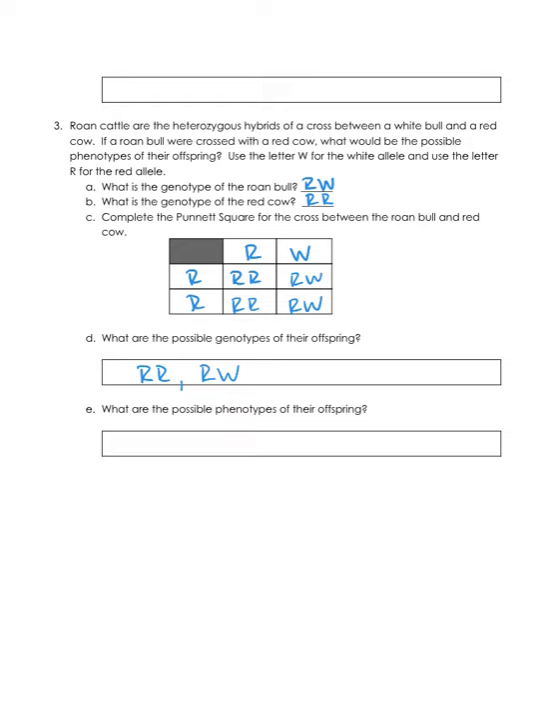And then letter E says, what are the possible phenotypes of their offspring? And RR is going to give us a red individual, and RW is going to give us a roan individual.